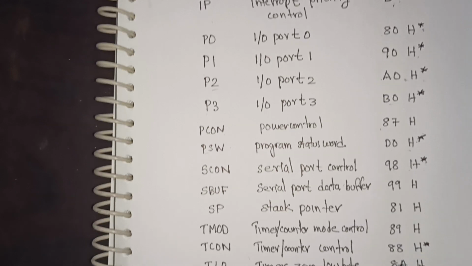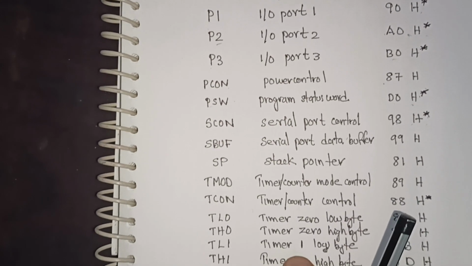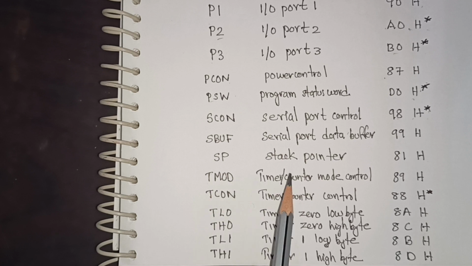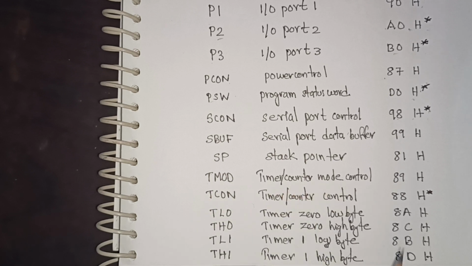Then TMOD. Okay, we have two timers in 8051. Both are 16-bit timers. So these are the timer control and timer mode setting registers. TMOD, timer mode control, that is 89H. Then TCON is the timer or counter control, 88H. Then we have these 16-bit timer locations. Okay, this 0 denotes timer 0 and 1 denotes timer 1.